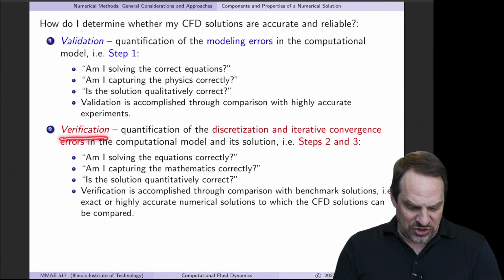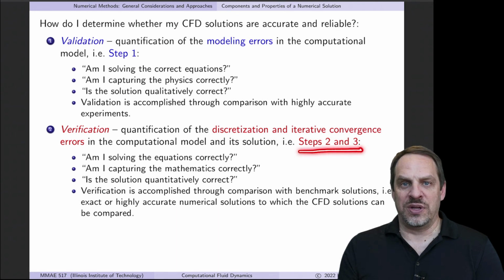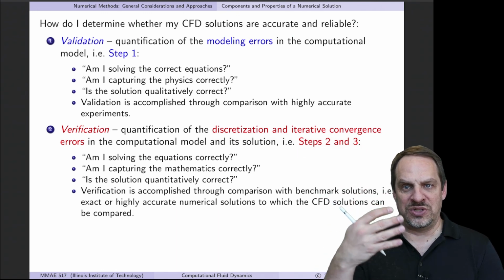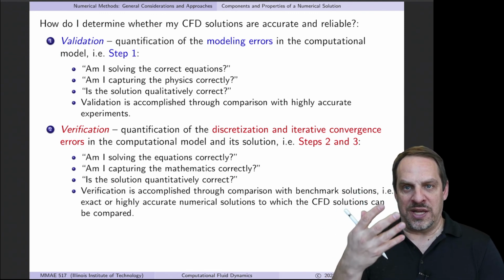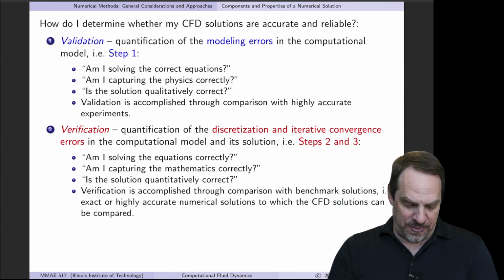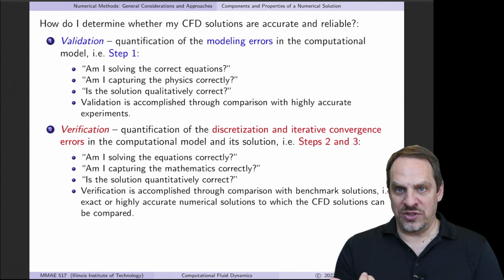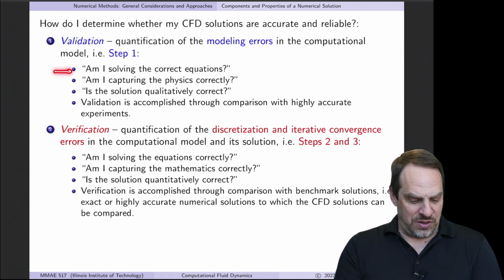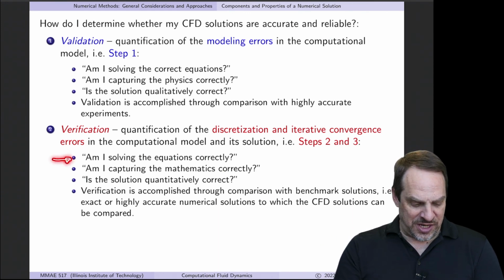Now, verification quantifies the discretization and iterative convergence errors. So in other words, from steps 2 and 3. See how this numerical solution procedure helps us in a number of ways to identify and mitigate the sources of errors and do this validation and verification step. Okay, so verification is asking questions like, am I solving the equations correctly? Whereas remember, validation was, am I solving the correct equations? So here I'm assuming I have the correct equations. Now am I solving them correctly?